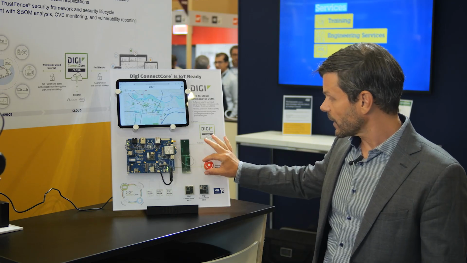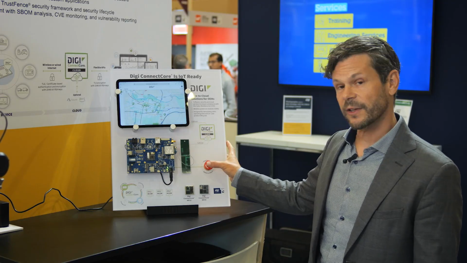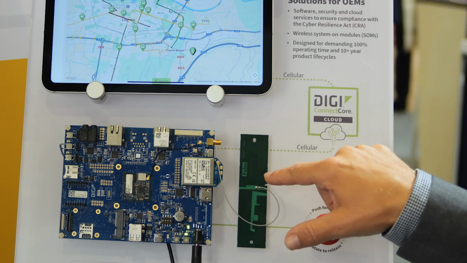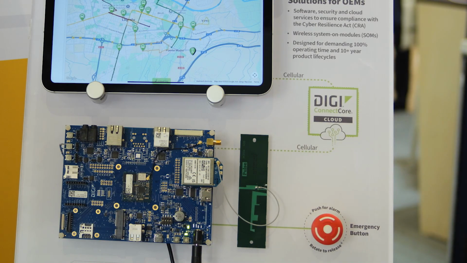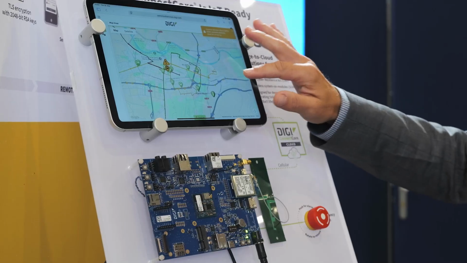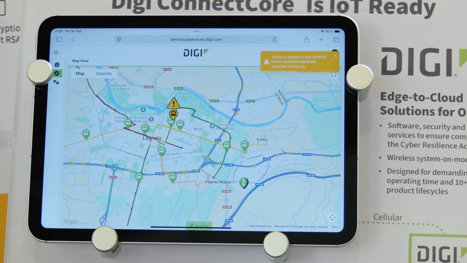We have connected this alarm button here to the device, just as an example. So if you press the alarm, the signal gets processed and sent over the cellular connection to the cloud service. On the other side of the web application, you see that alarm pop up in real time on the map here. Other devices on the map are simulated devices using the IoT Device Simulator.